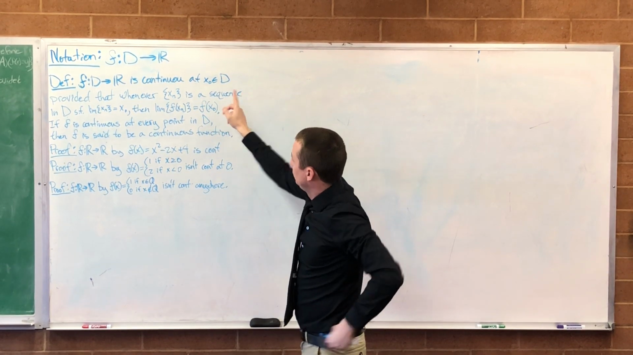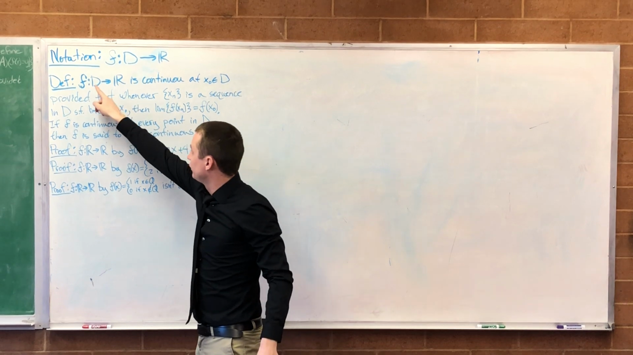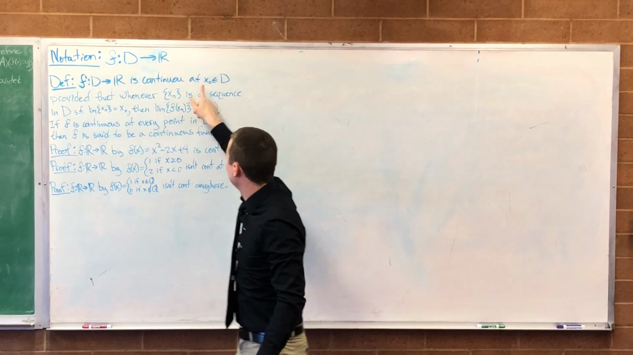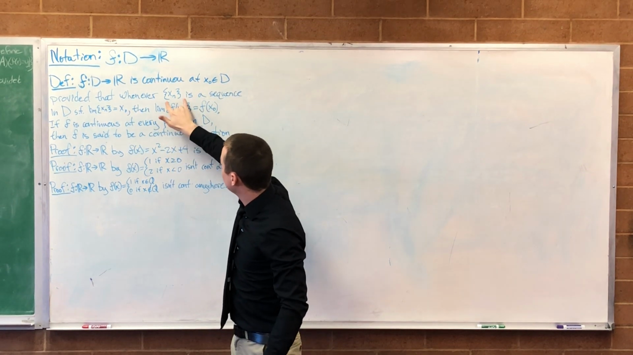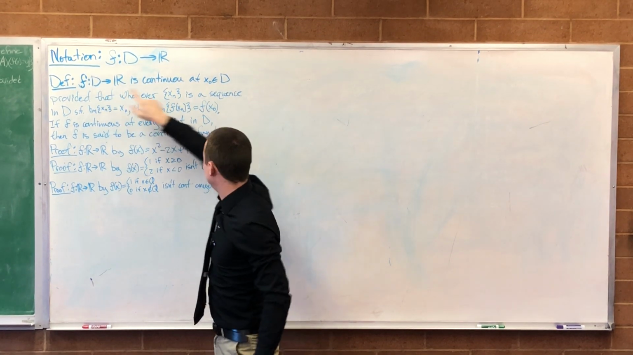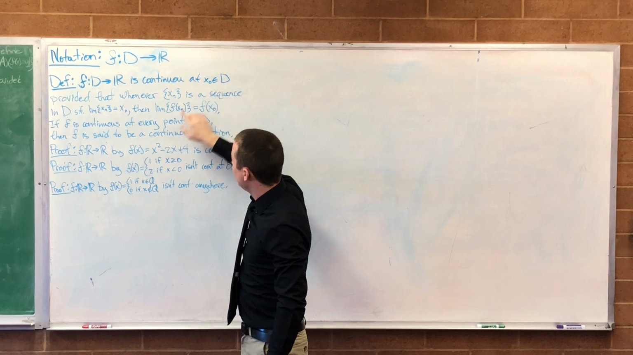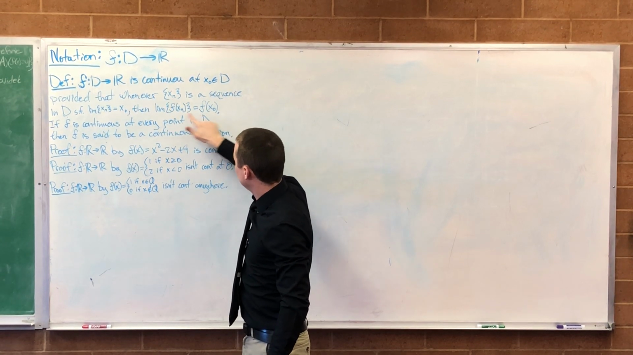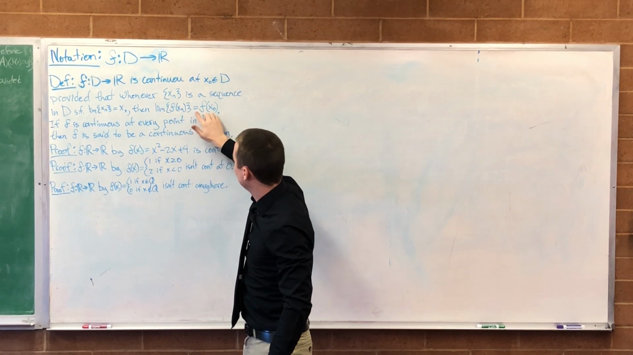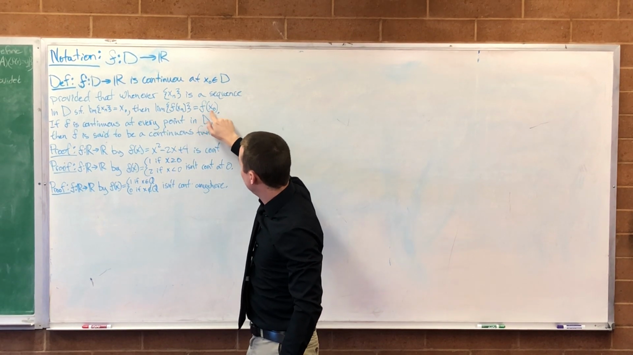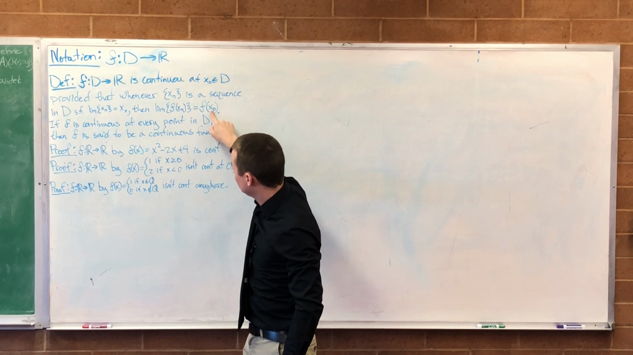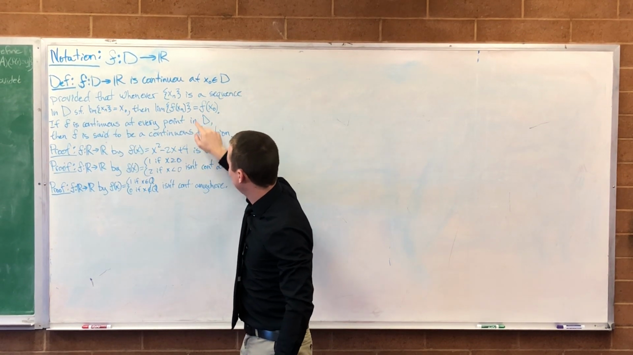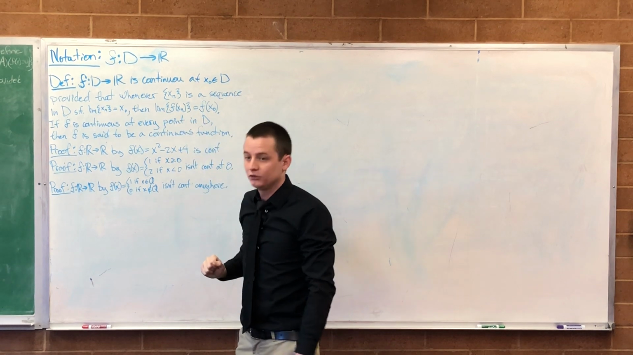Let's read it one more time. So we have a function from D to R. It's continuous at some point in the domain, x0, provided that whenever we have a sequence in the domain that converges to this point, then the limit of the image of the sequence converges to the image of the limit point. Remember, x0 is the limit of the sequence, f of x0 is the limit of the image of the sequence.